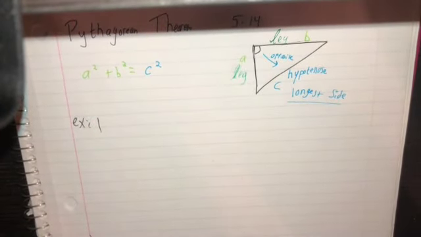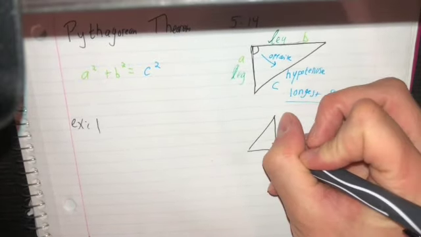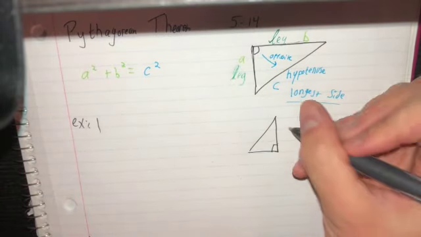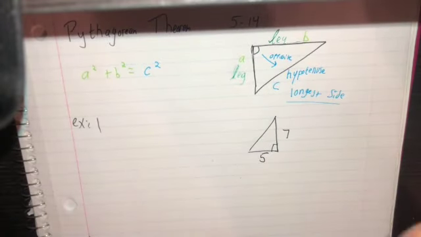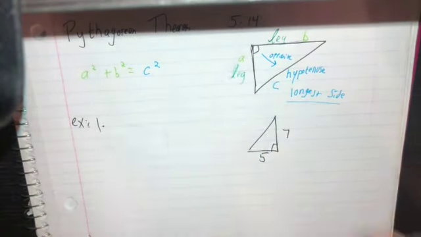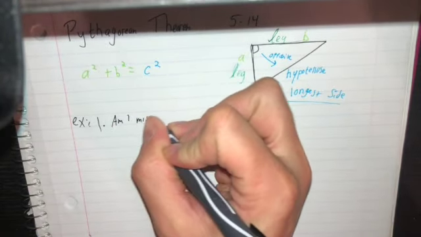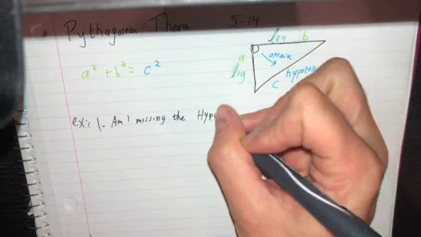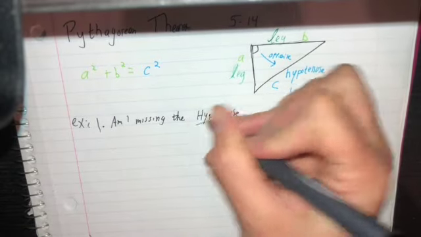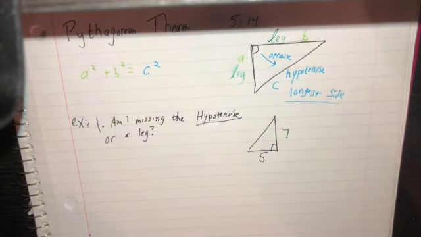All right, so example number one, I'll just draw a triangle like this. And I'll say, here's my right angle. And let's say I know that this side right here is 7 and this side right here is 5. So the first question you want to ask yourself is always, am I missing the hypotenuse or a leg? So you want to ask yourselves, in this picture, am I missing a hypotenuse or a leg?